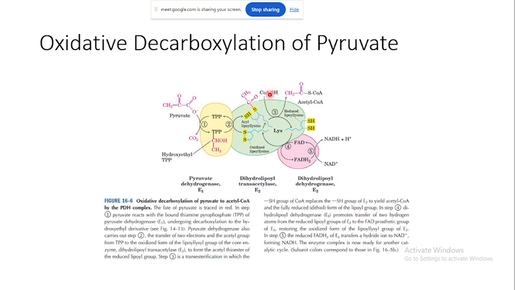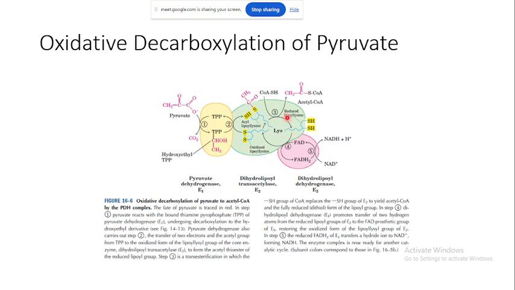This portion is attached to coenzyme A to form acetyl CoA, and this acyl lipoyllysine will be reduced completely, so that this sulfur will have an SH group, right? So this will produce reduced lipoyllysine and acetyl CoA. Now in the fourth step, FAD will come. FAD will be reduced. It will accept electrons from this reduced lipoyllysine molecule. So FAD will be reduced to FADH2, and this reduced lipoyllysine will be oxidized.